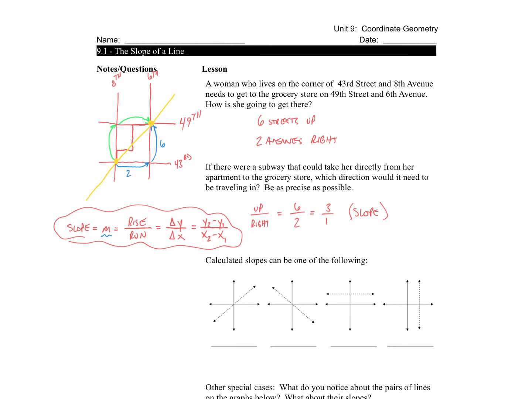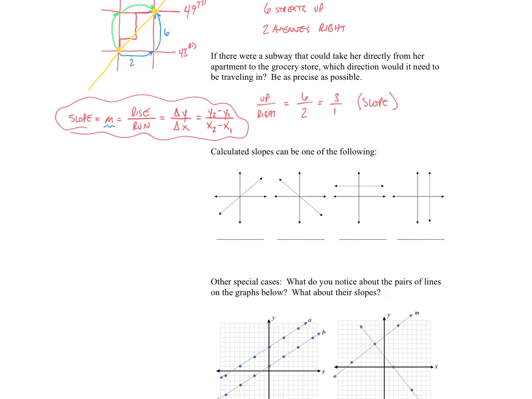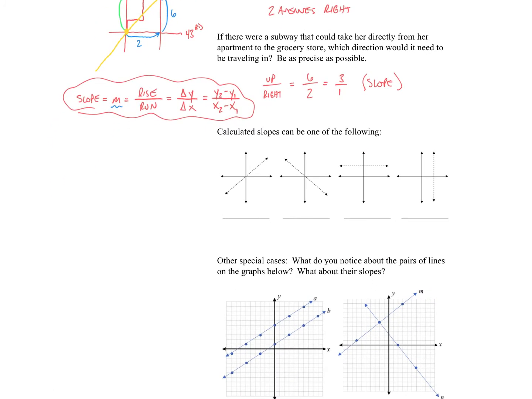In the case of the woman going to the grocery store, we had a positive slope, right? This is increasing. So I would call that a positive slope, but we can also have negative slopes. We can have slopes that are 0. We can have slopes that are undefined. So what I'd like you to do here is identify which of these is the positive sloping line.